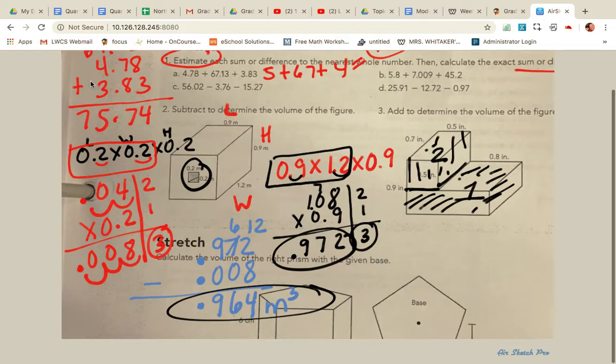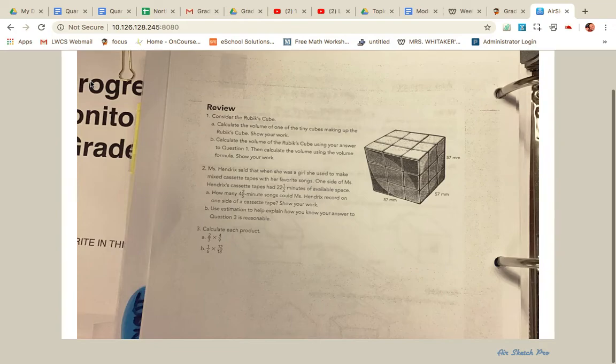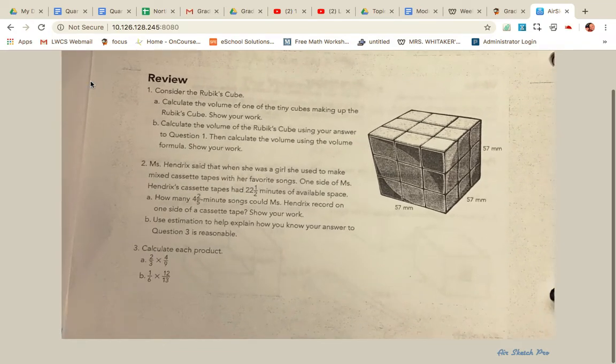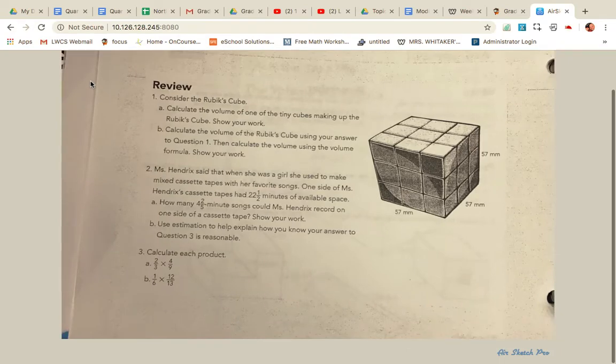Okay, for the back side, the review part, it says consider the Rubik's Cube. I had a lot of kids asking about the word consider. Consider means just look at it. Look at the shape. What do you see? Then it says A, calculate the volume of one of the tiny cubes making up the shape. Well, I know right here.